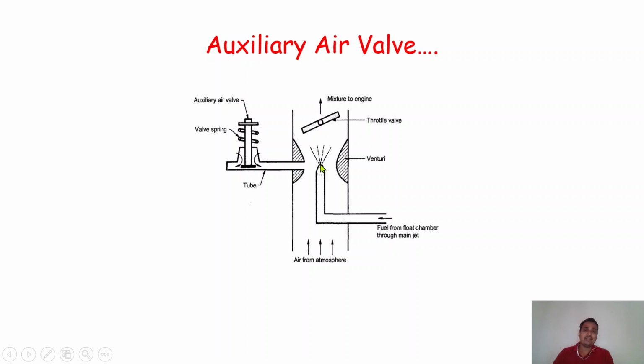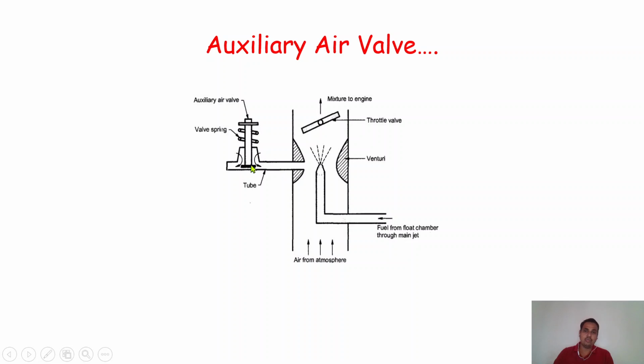Again in this case the main jet is present over here, through which the amount of petrol will come up and it will spray in the section of the throat section. Now in this case there is one additional arrangement, and there is one auxiliary valve along with the valve spring which is present.